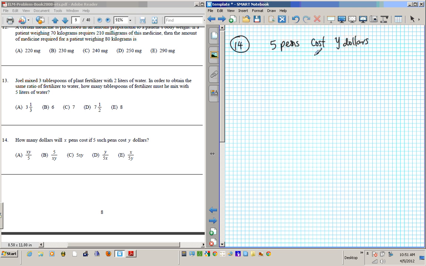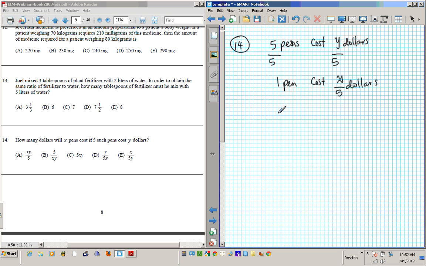Okay, so what's the unit price? If 5 pens cost $1, how much does 1 pen cost? 5 pens cost, I mean, 5 pens cost Y dollars, then 1 pen. In order to get 1 pen, I need to divide this by 5, right? Divide this by 5, divide that by 5. 1 pen is going to cost Y over 5. Okay. Alright, so this is a unit price.